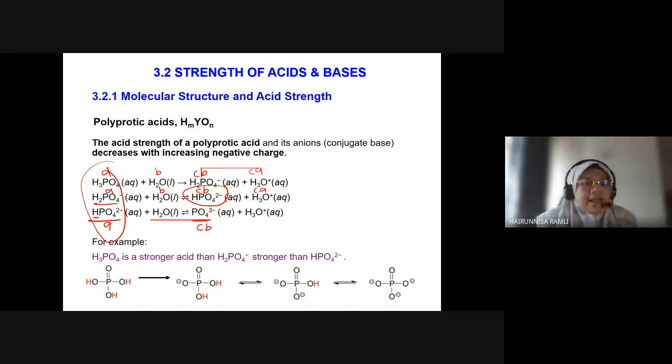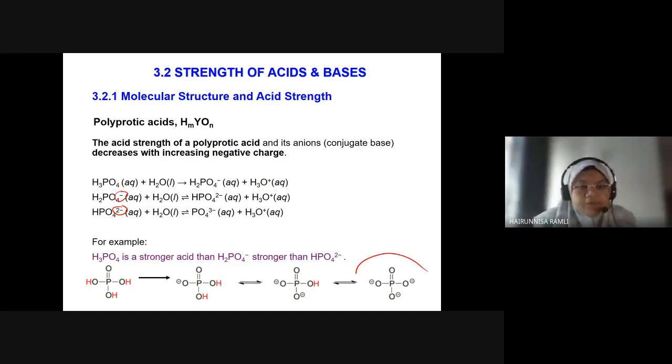Okay, so the strength, as it says here, decreases with increasing negative charge. The higher the negative charge, the lower the strength of the acid. This one is zero, this one is negative 1, this one is negative 2. Because you can imagine, when you compare to PO4 3 minus, there is no hydrogen at all.